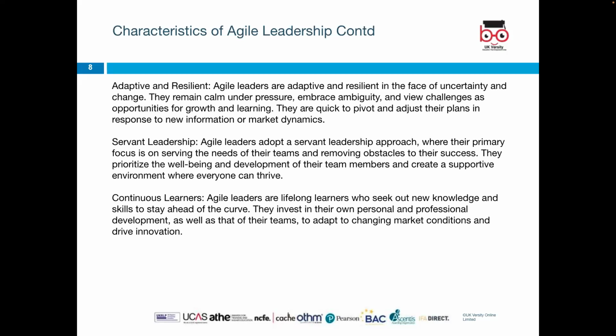Servant leadership. Agile leaders adopt a servant leadership approach where their primary focus is on serving the needs of their teams and removing obstacles to their success. They prioritize well-being and development of their team members and create a supportive environment where everyone can thrive.